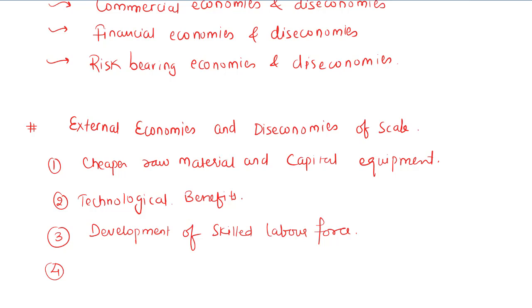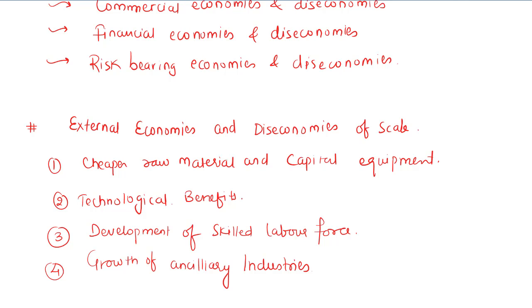The next is growth of ancillary industries. Basically, ancillary industries means what? As the industry expands, a number of additional small ancillary industries come up, which specialize in the production of raw material, small tools or machinery, and they can provide them at lower prices to the main industry. So when a main industry emerges somewhere, small supporting ancillary industries automatically come into the picture.